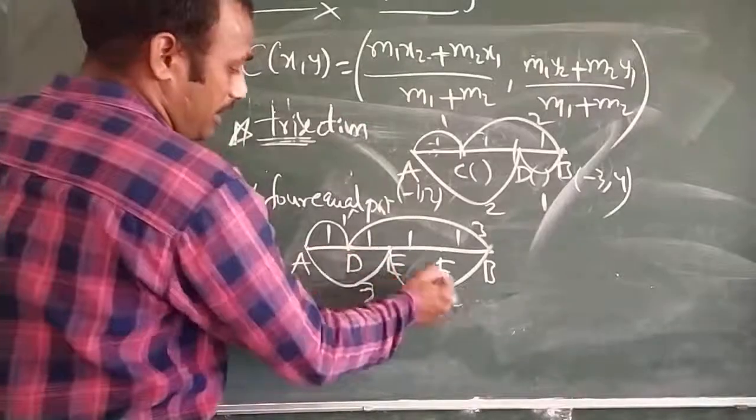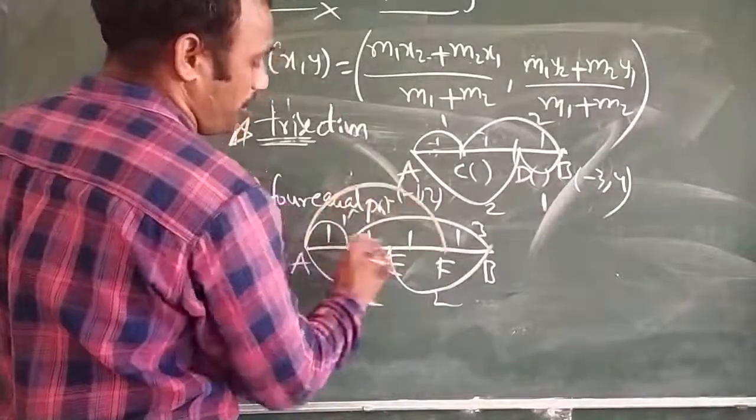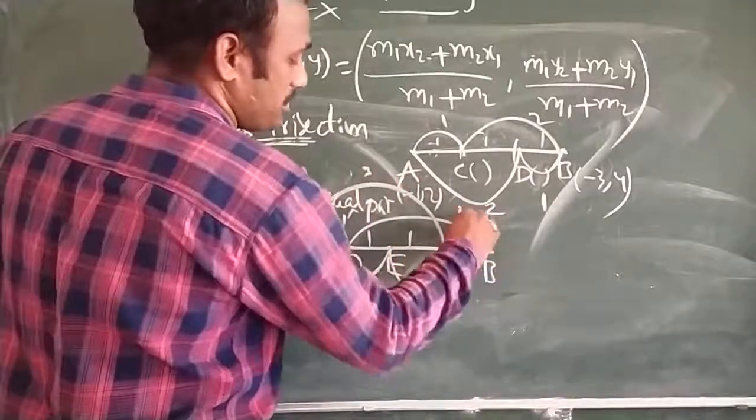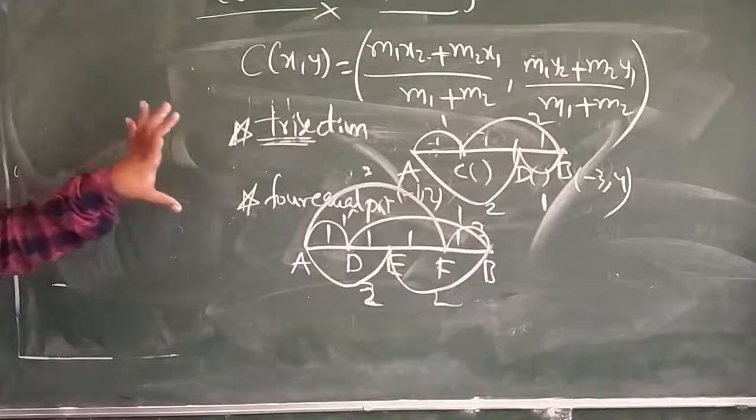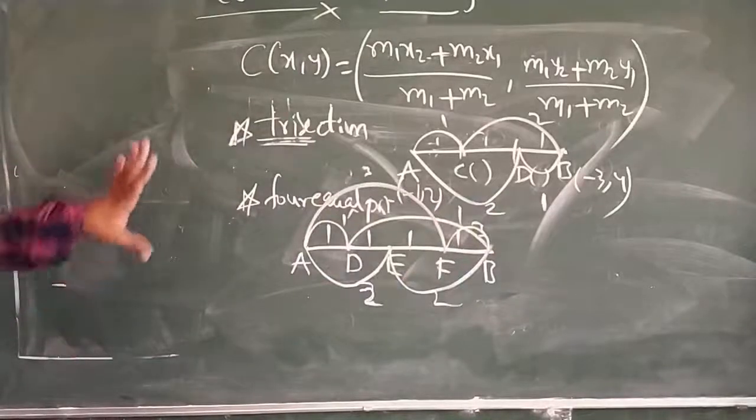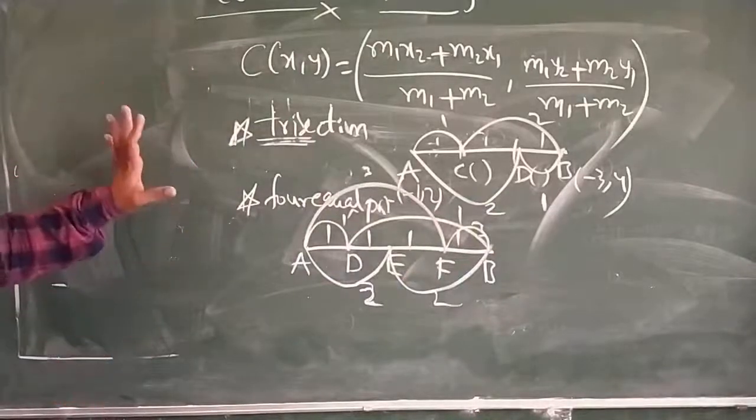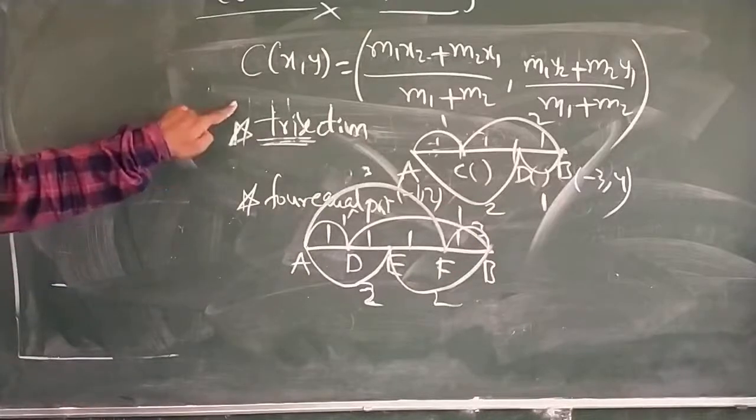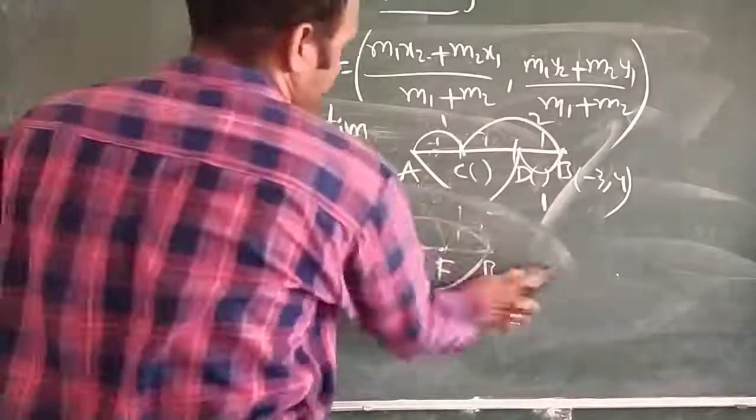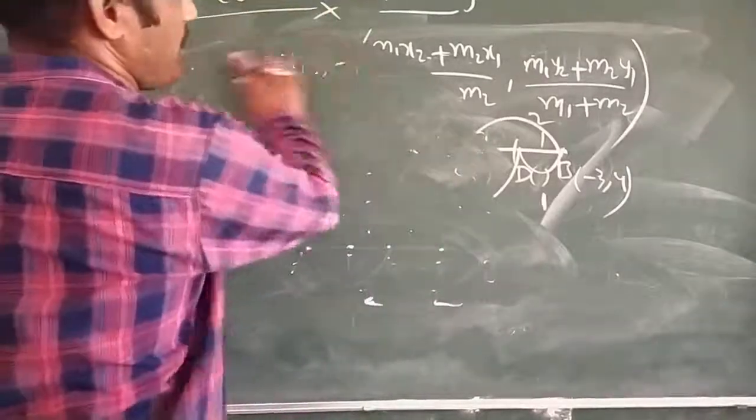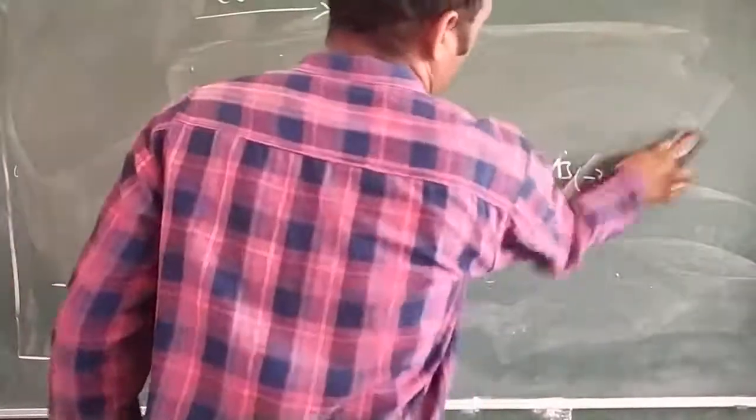So if I want to get F, from A to F, how many units? 3. From here it is 1. So 3:1. Like this we can get the coordinates. I have already explained this in the previous video classes. You have to go through those videos and you will get a better idea. And you have to work out one question on trisection as well as four equal parts. So this is all about the section formula.